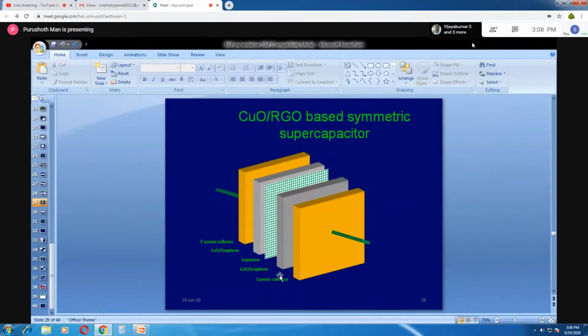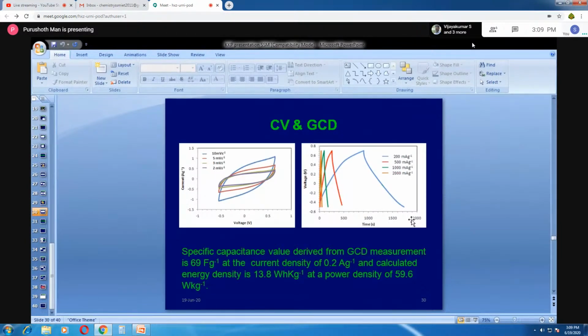So we have prepared a hybrid composite based symmetric supercapacitor. We have used cellulose material as a separator and nickel foam as the current collector. This is a symmetric device. On both sides, we have used copper oxide and graphene as the electrode materials, as anode as well as cathode. This is the typical CV curve for different scan rates between 2 to 10 millivolt per second. In the same way, this is the charge discharge curve between 200 milliampere per gram to 2000 milliampere per gram.